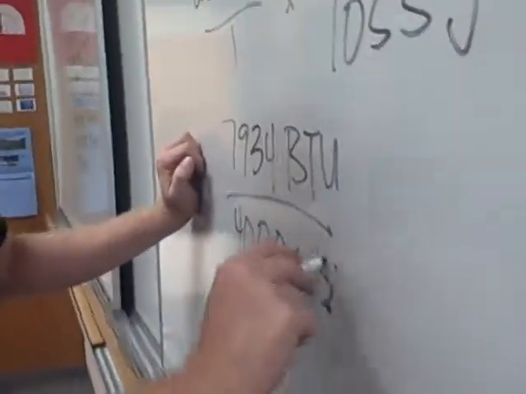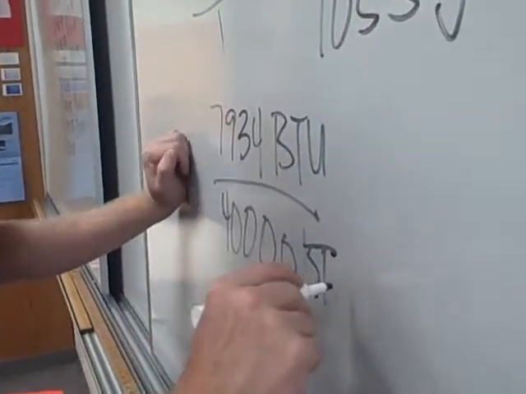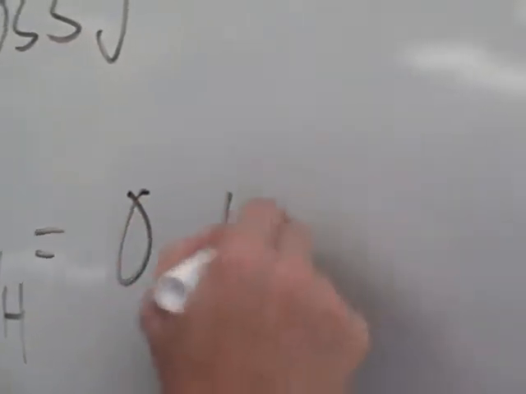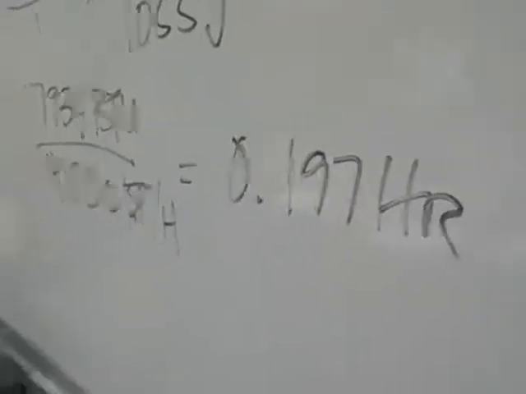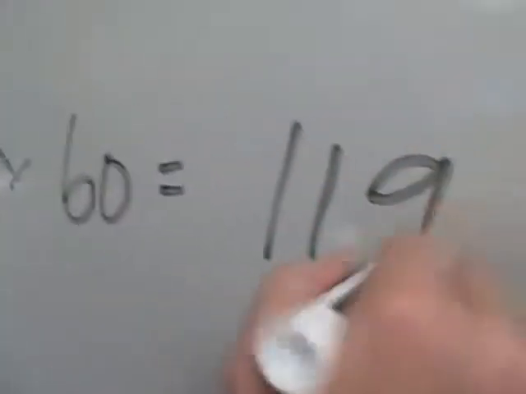What is that? 40,000 what? BTUs per hour. Okay, per hour. So that gets rid of the BTUs there, but it gives me something like 0.197 hours. Okay, right? I really wanted it in minutes, even though I didn't say so, because who knows what 0.197 hours is. So if you take that times 60, that'll give you 11.9 minutes. It's not that big a deal, but there you go.